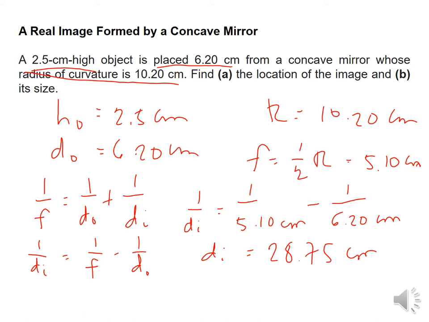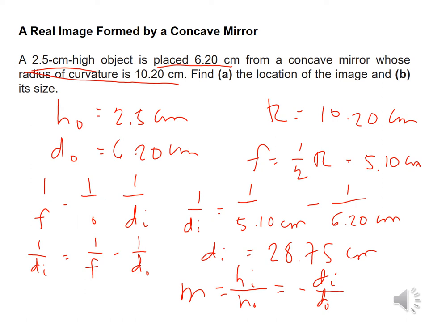After that, we need to get the size of the image. The size of the image can be computed using the magnification formula. Magnification is equal to the height of the image over the height of the object, or equal to the negative distance of the image over the distance of the object. Since we now have the values for DI and DO, and the same thing with HO, we can solve for the size of the image, or HI.